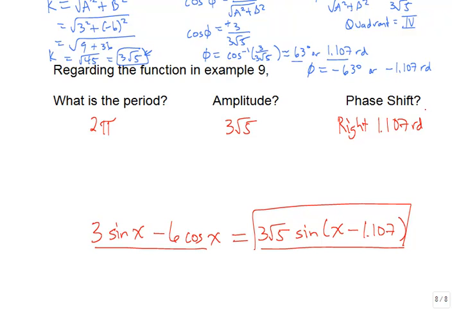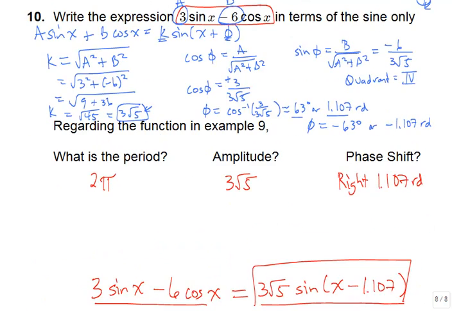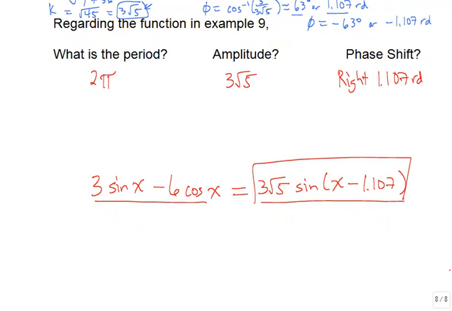How does that compare to what we guessed up here? Well, we got the same period. 3 root 5 is close to root 7, and 1.107 is close to pi over 3. So we were able to guess from the picture what the right amplitude, period, and phase shift was, but this formula enabled us to figure out exactly what that period, amplitude, and phase shift would be. So that's kind of the benefit of this formula.